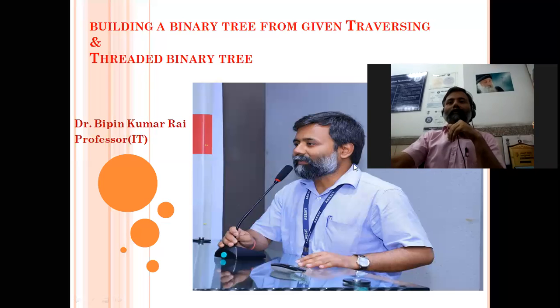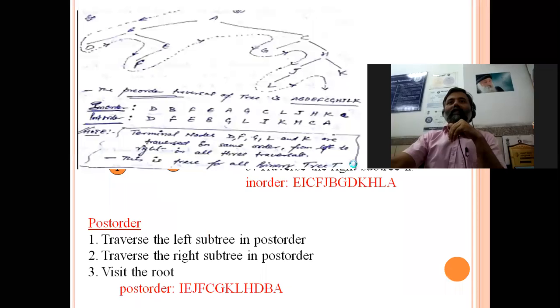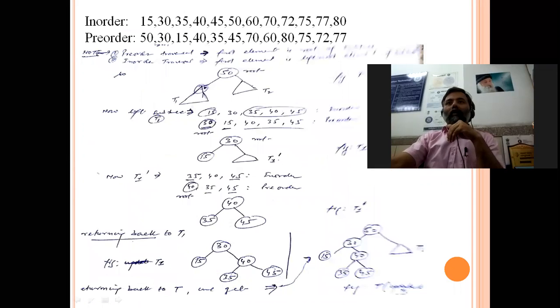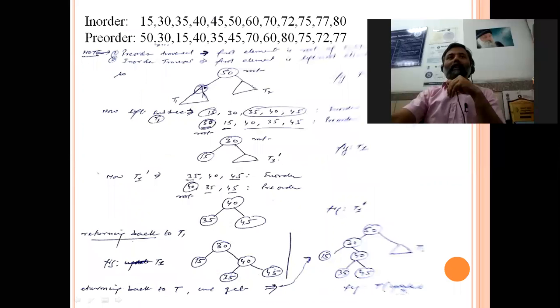So now, these are the traversing mechanisms I have discussed. In the last lecture, I also talked about algebraic expressions and the observation. Now, suppose we have the in-order traversing and pre-order traversing of a binary tree. So we have these traversings, and now the purpose is to find out the actual binary tree.